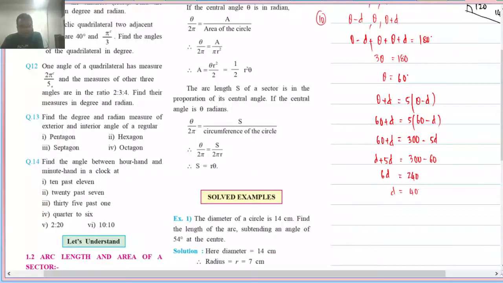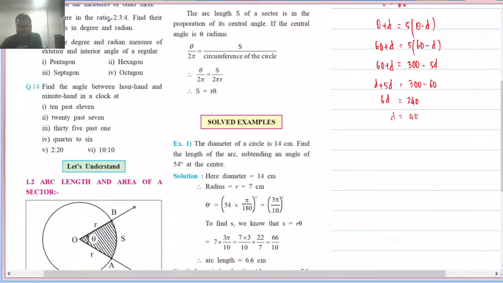The angle of a quadrilateral is measured this much, the other angles in this ratio, find the measurements. We have done a similar question. I'm not going to do this. Okay. Question number 13. I will solve one question in question number 13.